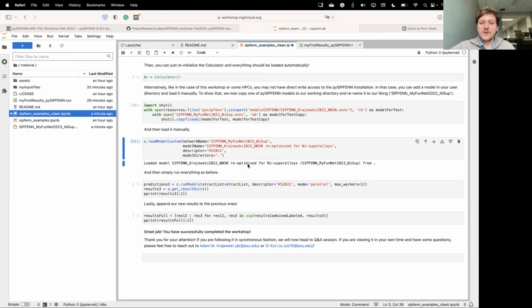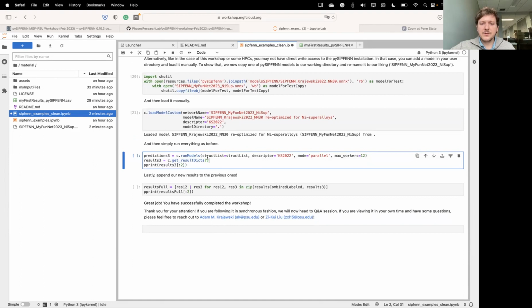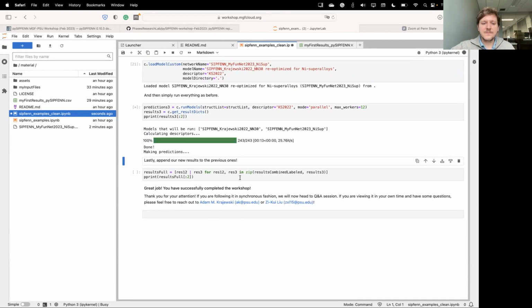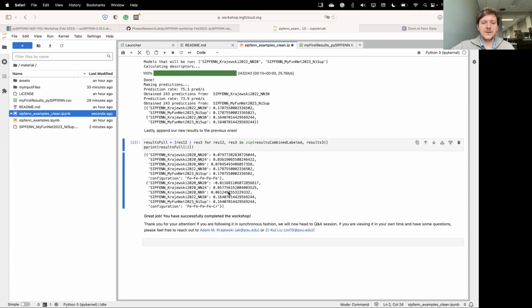Okay, so we loaded the model. It said that it's the neural network 30 reoptimized for nickel superalloys. And now we are just doing the same things we did before. We are running the models using the structure list, using the KS 2022, and in parallel using 12 workers. Just a couple seconds. And we can combine the results. Boom. So now we see that our iron sigma phase has the same predictions with the nickel superalloys network as with the neural network 30 because it's just a copy.